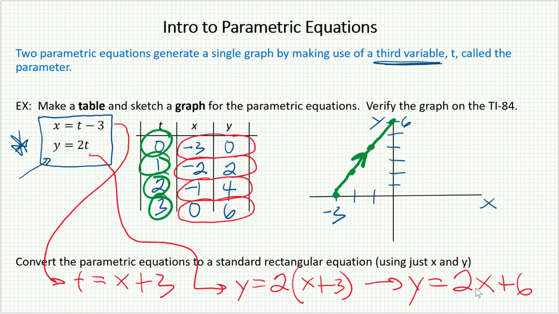This equation generates the same graph as these two parametric equations, but the parametric equations do provide a little bit more information. We had that time element, which tells me when I'm at each location. The rectangular equation can only tell me about the locations themselves.